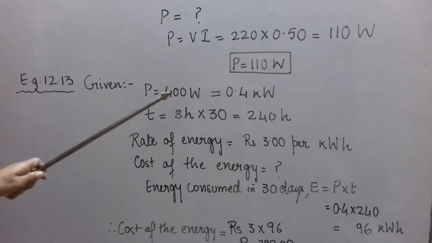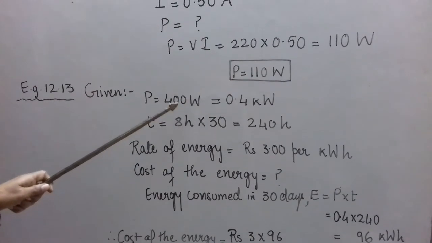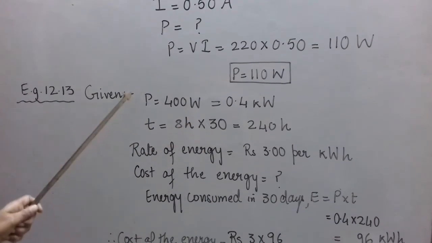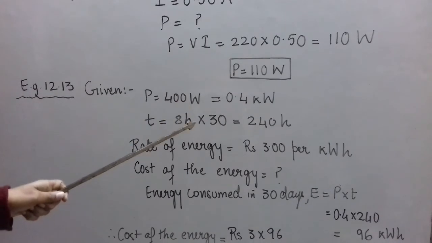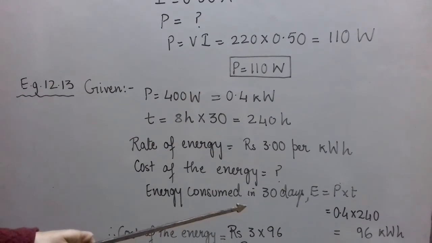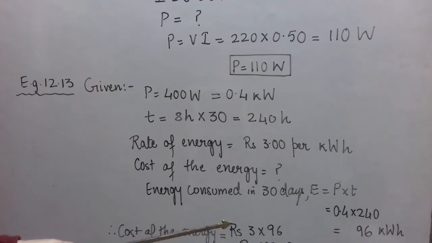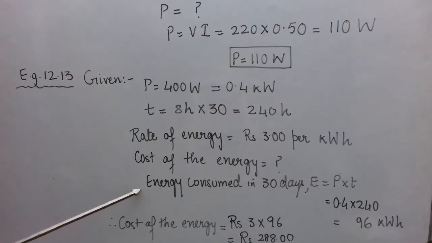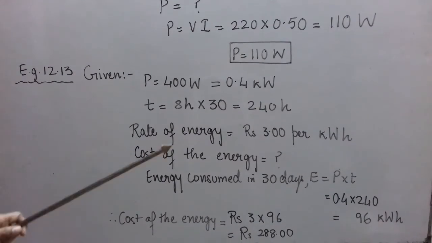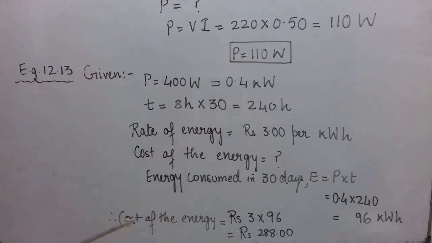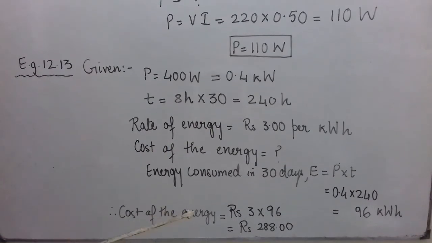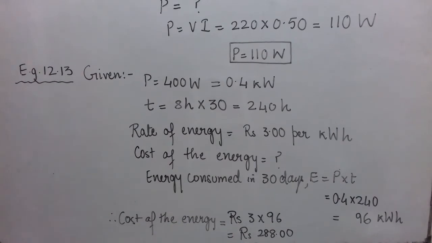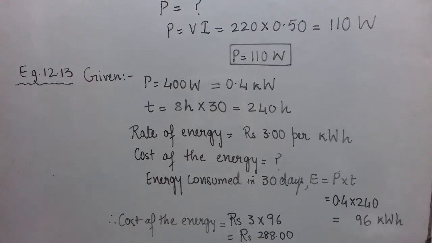So dividing power by 1000, 400 watt by 1000, we get the power in kilowatt, and time is already given in hours. So E is P into T. After we put the values in kilowatt and hour, the answer for energy consumed in 30 days is 96 kilowatt hour. So what will be the cost of this energy consumed? What is the cost of 1 kilowatt hour? Rupees 3. So the cost of the energy here is rupees 3 into 96, that is rupees 288.